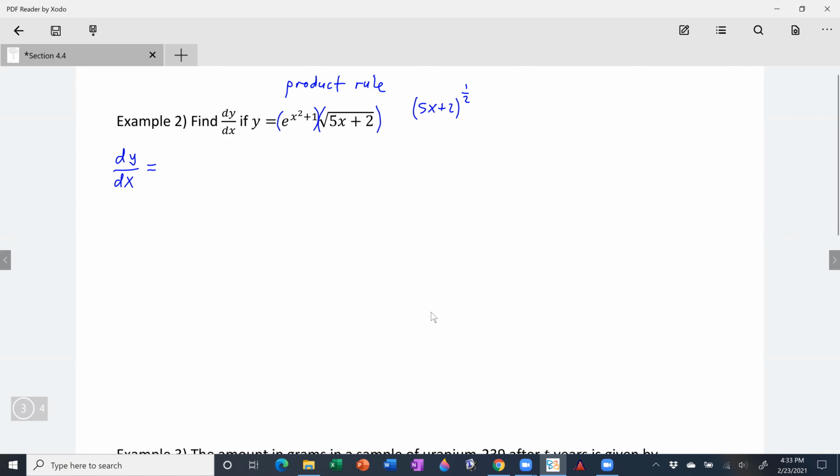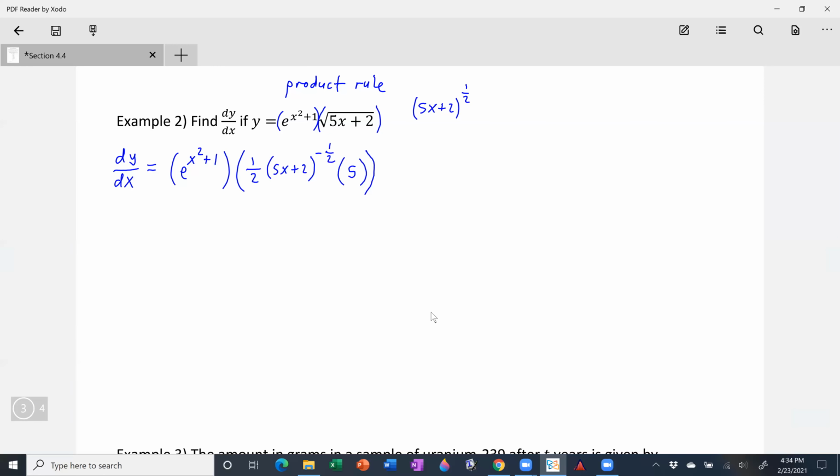For the first, just leave everything alone: e to the x squared plus 1. So that's the first, times the derivative of the second. Here we go. This is going to be a chain rule. So stuff raised to the 1/2 power. The power rule on the outside says 1/2 times the stuff, reduce the power by 1, so that's going to be negative 1/2. And then don't forget the chain rule, times the derivative of the stuff. So the derivative of the inside part is 5.